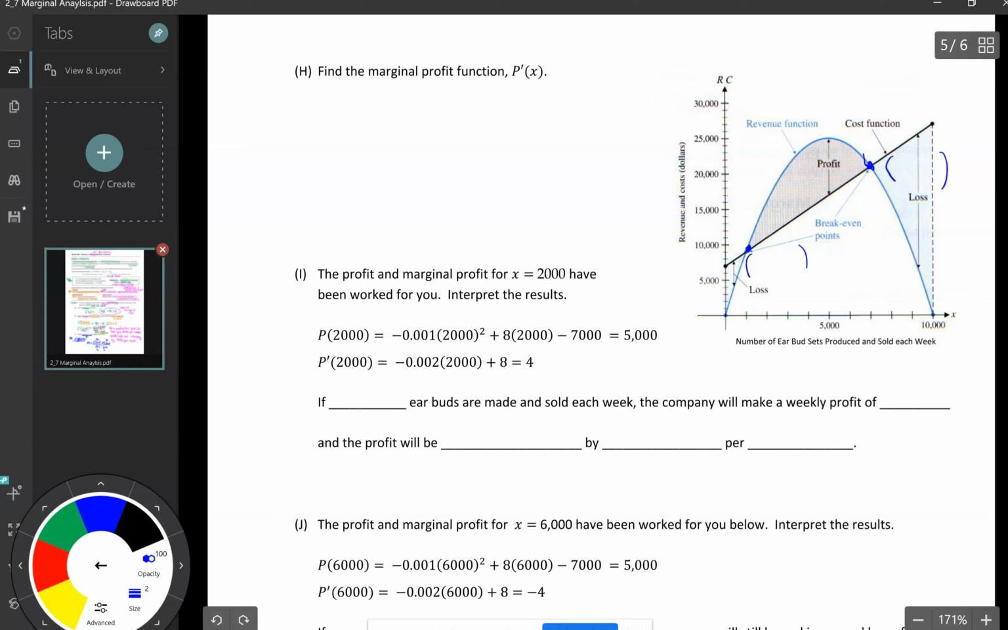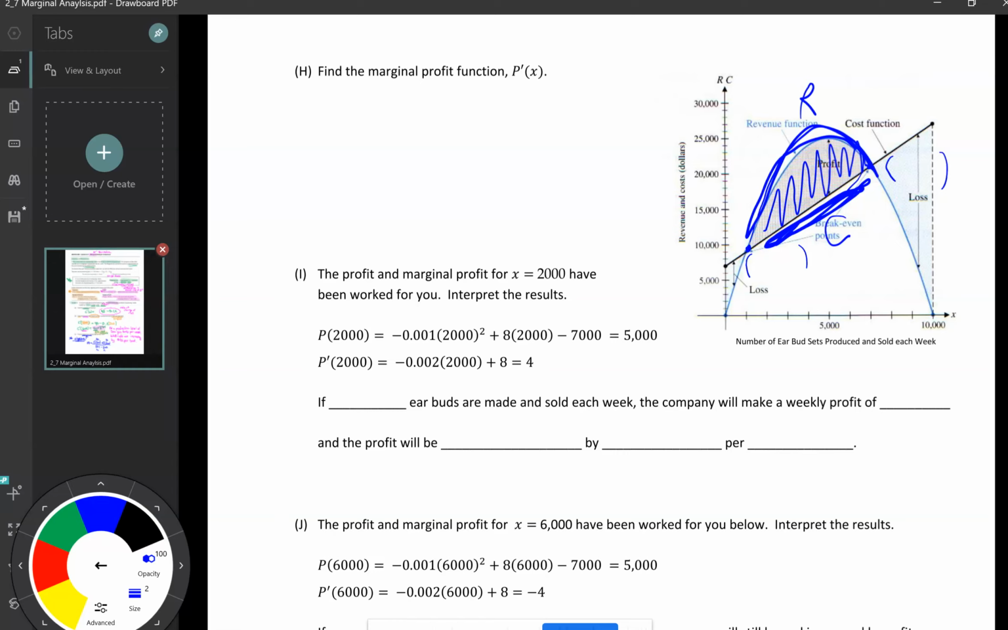Like, you'll need to know that profit is happening in this region because the revenue curve is over the cost curve. When revenue is greater than costs, when you subtract them, you'll have money left over, and that's the profit. That idea you'll need to know. And you'll need to know that that profit is happening between, in this case, it looks like 1,000 earbuds and 7,000 earbuds. Like that kind of interpreting you'll need. And we covered that in class last time, but I will not require you to sketch a graph. I will not require you to calculate break-even points. All that will be given to you. You just have to know how to read it.